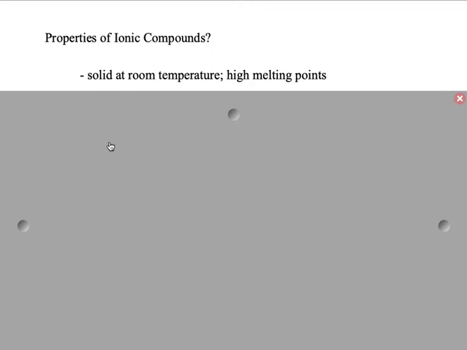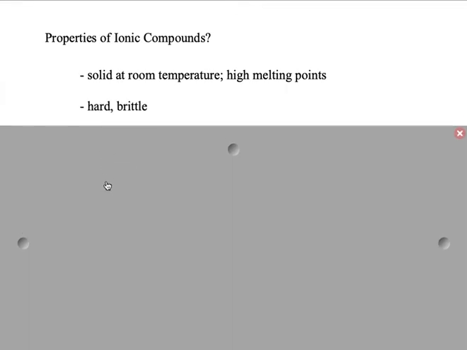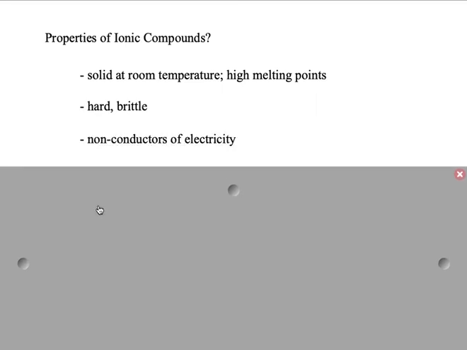Okay? In my laboratory, I have tried to melt sodium chloride over a Bunsen burner flame. I cannot do it. The melting point of sodium chloride is a couple of thousand degrees Celsius. They are very hard and brittle, and I'll show you in a minute why that is. They are non-conductors of electricity because there are no charged particles that are free to flow through the solid.